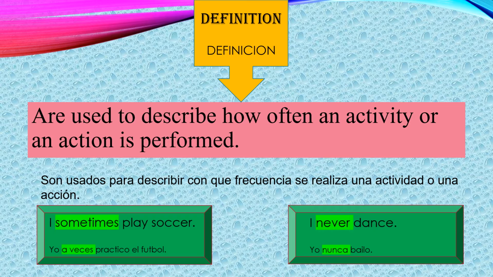I sometimes play soccer. The word in color green is an adverb of frequency. In this example, it tells us how often I play soccer. The next sentence says, I never dance. The word never is an adverb of frequency, and here it also tells us how often I dance. And it is never.